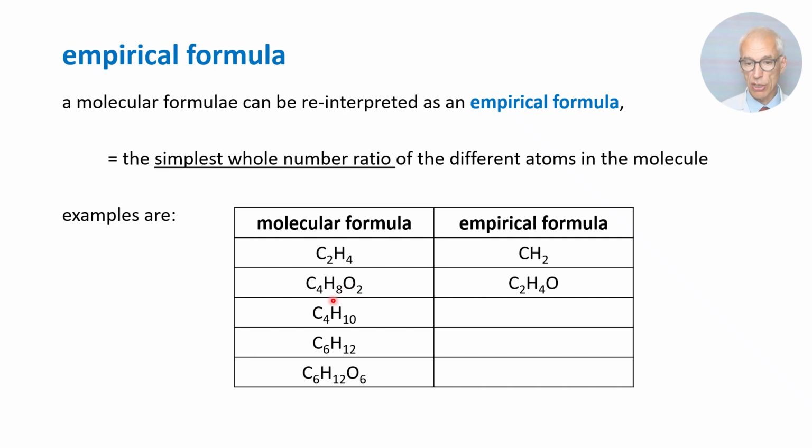C4H8O2, so 4 to 8 to 2, well, I can divide through by 2 again to give me 2 to 4 to 1, so 2 carbons to 4 hydrogens to 1 oxygen. That's the empirical formula, the simplest whole number ratio. Here are 3 more. Can you work out the empirical formula in each case? Stop, restart when you are ready.